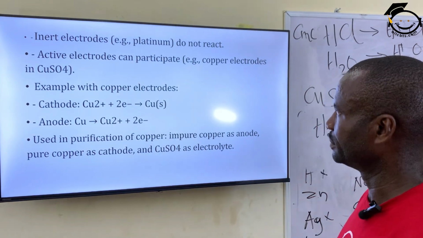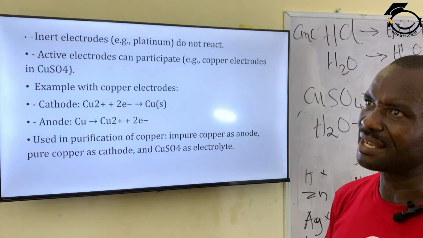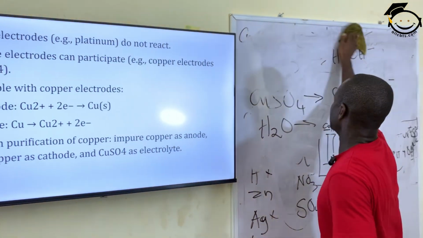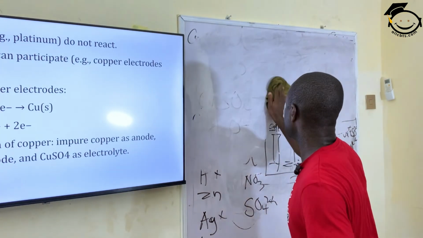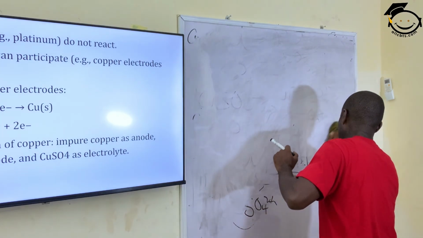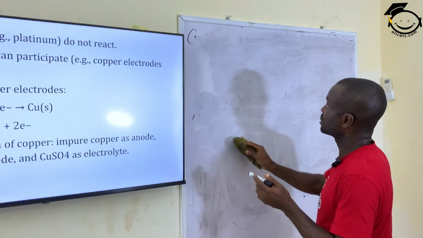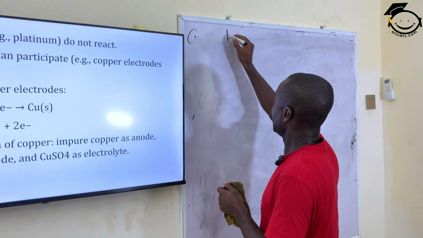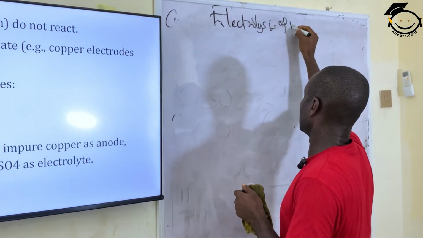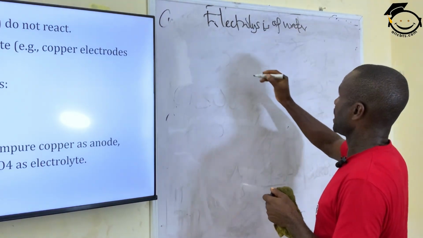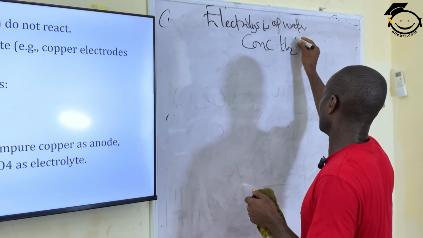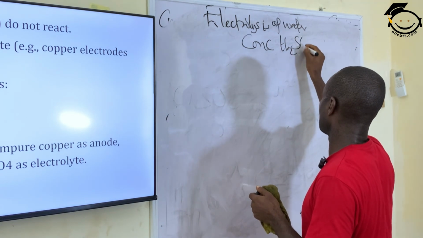All right. Let's look at some examples of electrolysis. I want to round up by giving you some examples. For instance, electrolysis of water. Electrolysis of water is otherwise known as electrolysis of concentrated H2SO4.